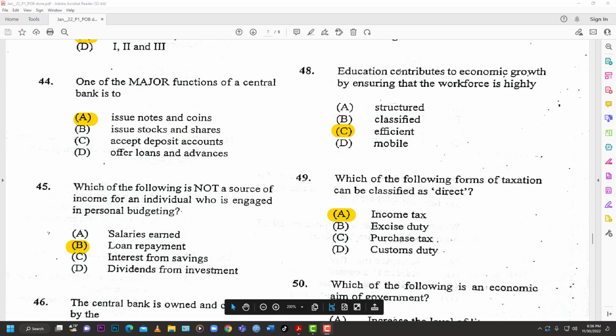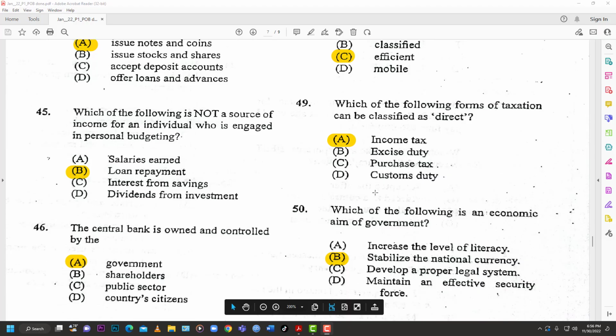48. Education contributes to economic growth by ensuring that workforce is highly efficient. Highly efficient, because you could be structured, you could be mobile, but not efficient. Remember, efficiency means that you are producing at an optimal level. So if you look at economic growth, there's an increase in overall output. So if you're more efficient, then you can increase the output overall because of efficiencies. Right? No wastage, get things done on time, productivity up, so more efficient. So that's C.